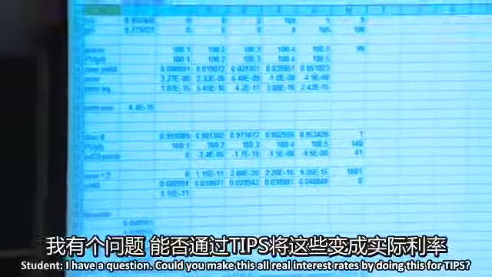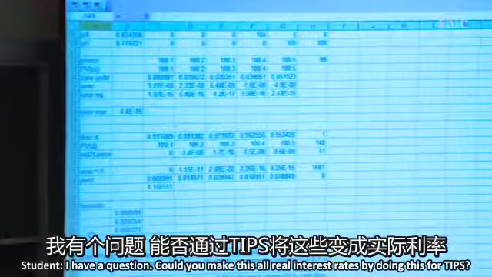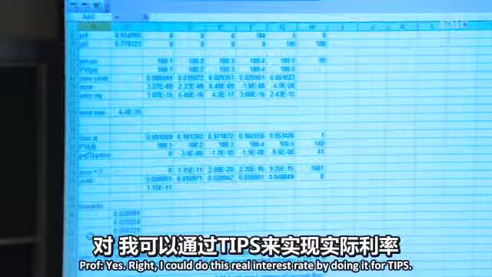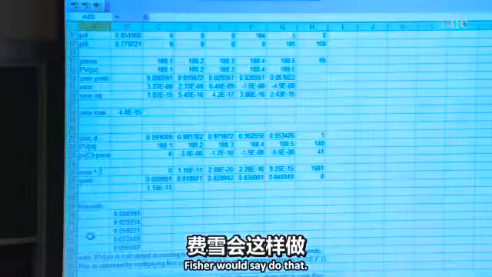Yeah, I have a question. Sure. Could you make this all real interest rates by doing this for TIPS? Yes, right. I could do this for real interest rates by doing it for TIPS. Fisher would say do that.